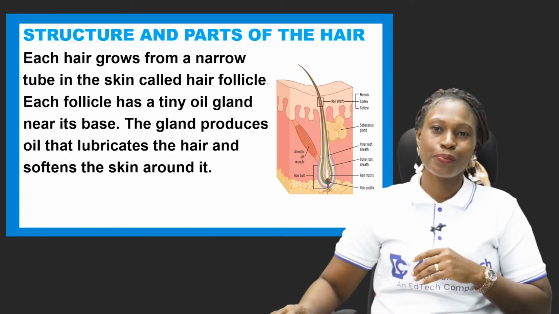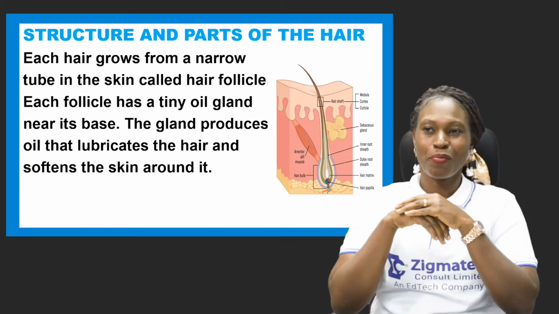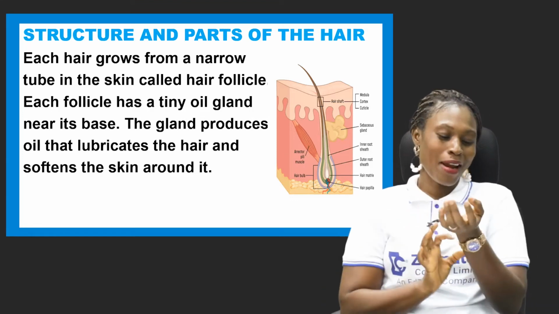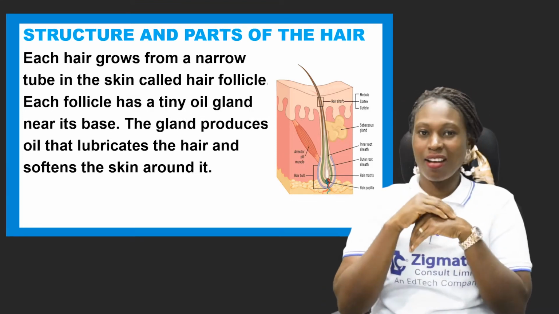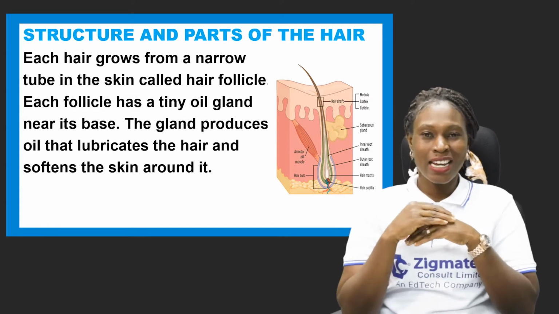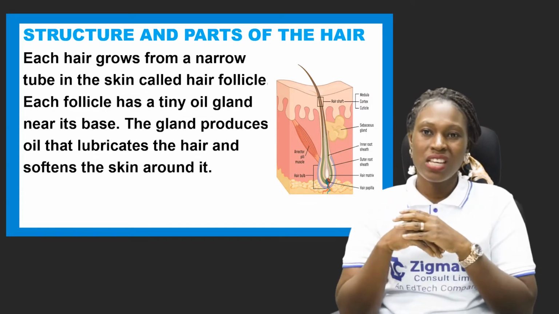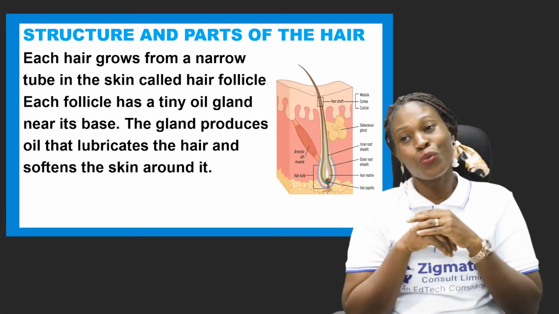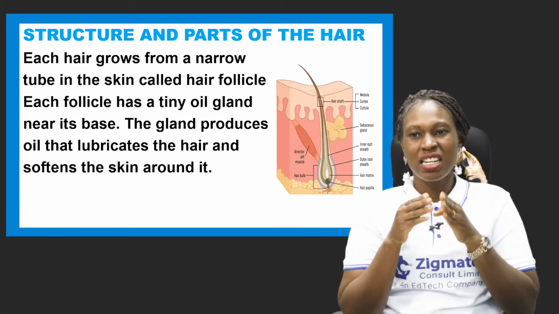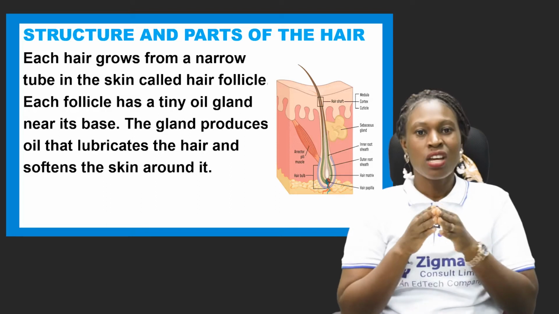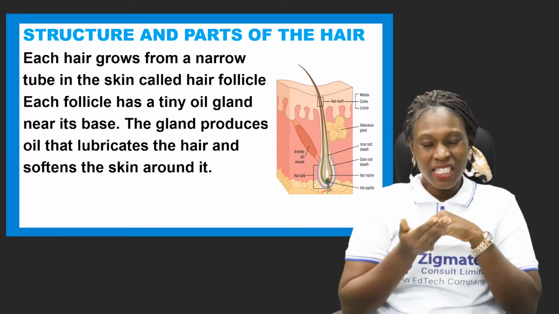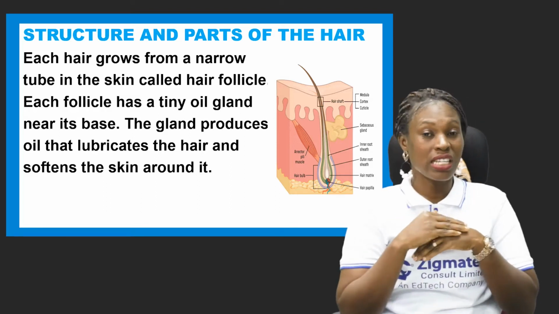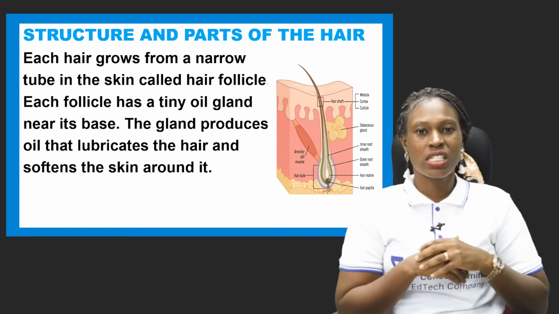Let's look at the structure and parts of the hair. What happens before you see the hair come up on your skin? If you look at the diagram we have there, you can see that this is the structure of the hair. Before it comes up, there's a process before you can see the hair on the skin.